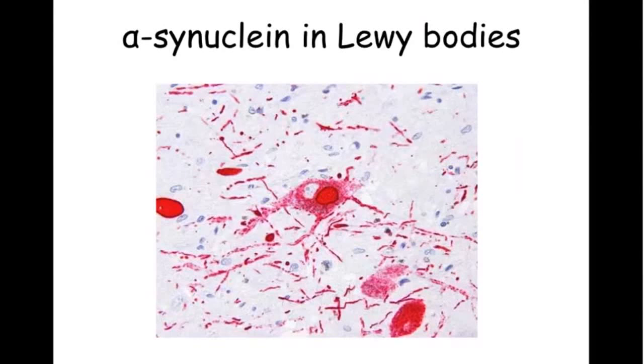This is an immunostain section using an antibody to alpha-synuclein and a red chromogen in this case, staining a substantia nigra neuron that contains a dense aggregate of red staining material, which is a Lewy body. But it also shows that there is abnormally stained alpha-synuclein within the cytoplasm of that neuron diffusely, as well as in a number of neurites of that and other neurons within this portion of the substantia nigra.